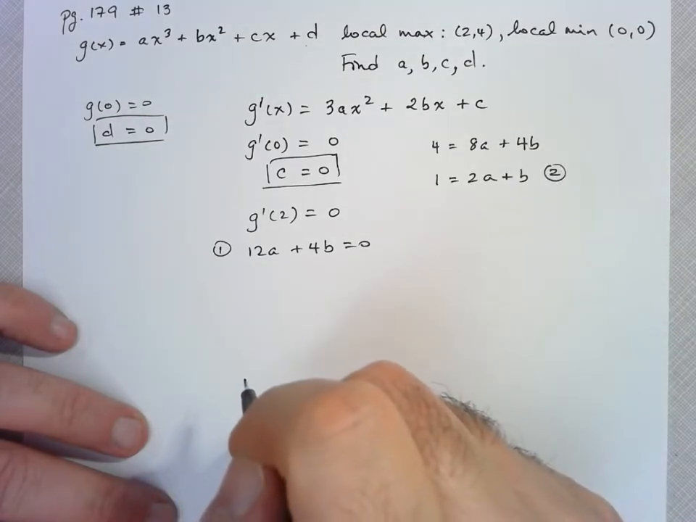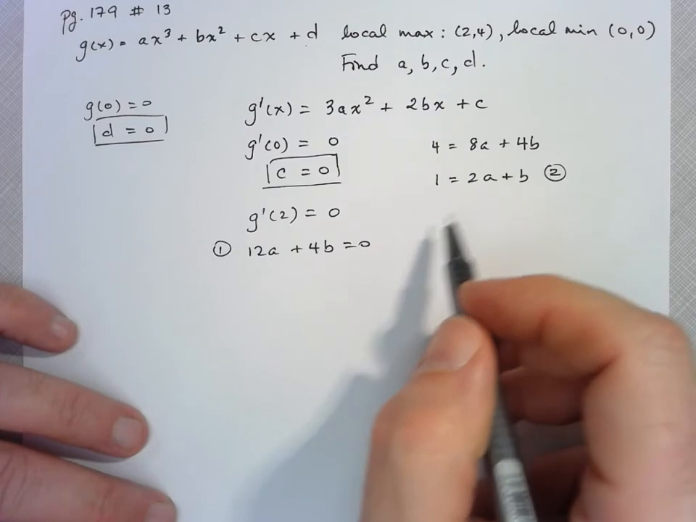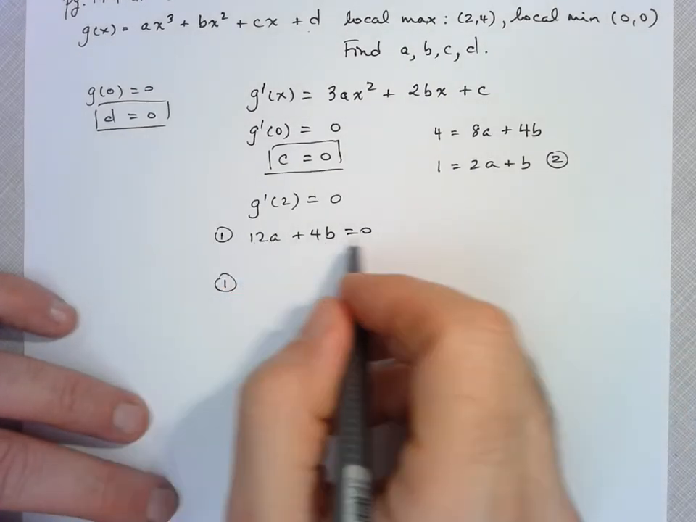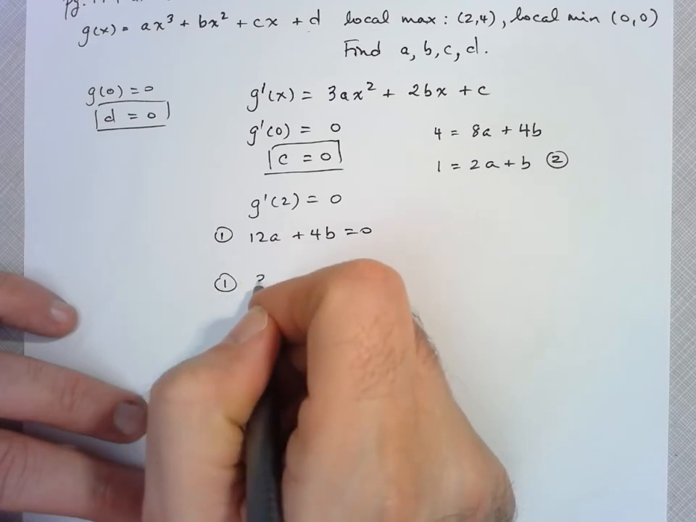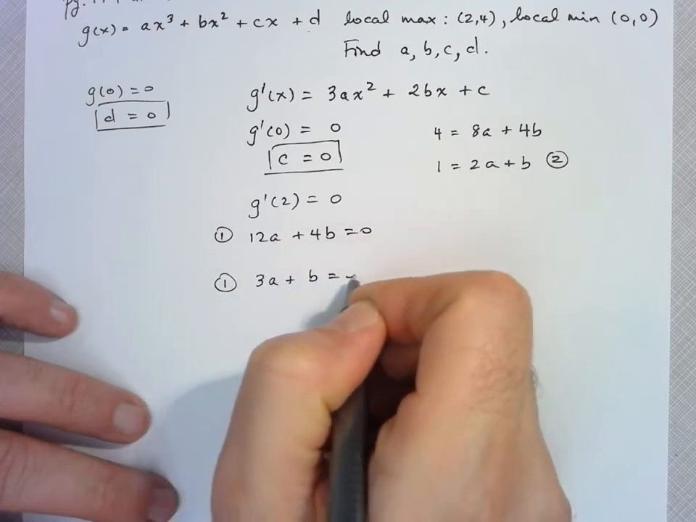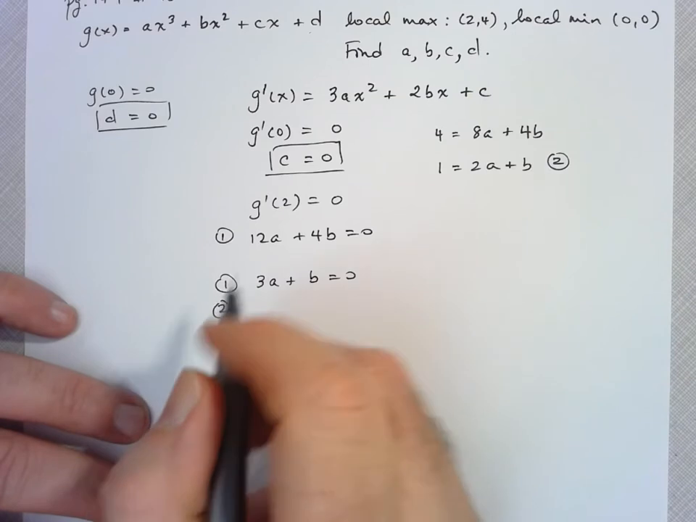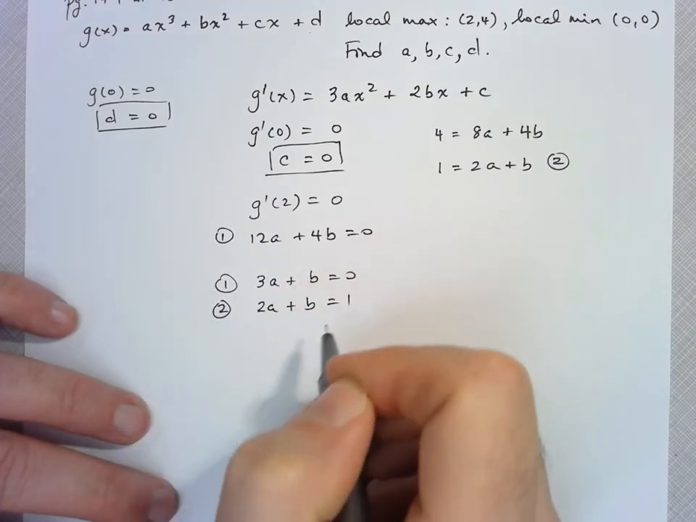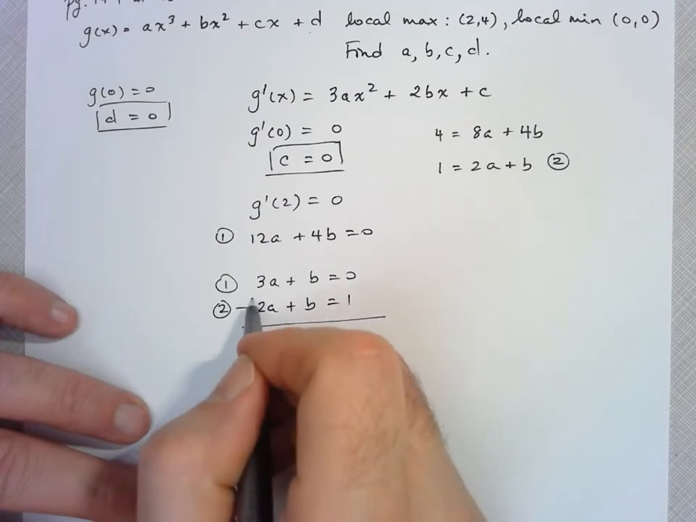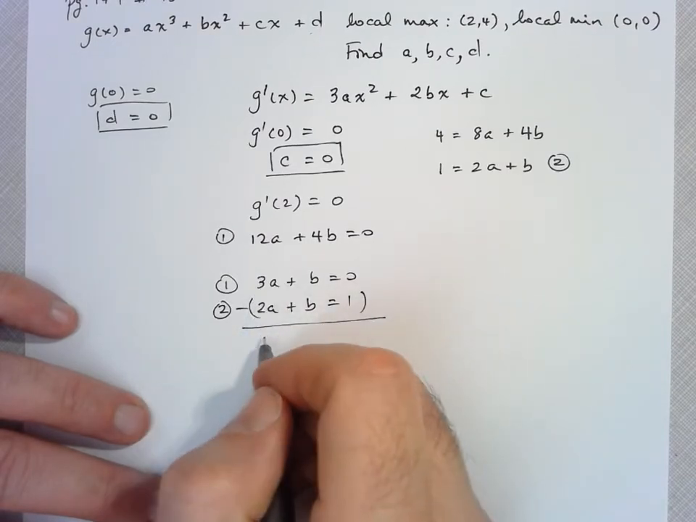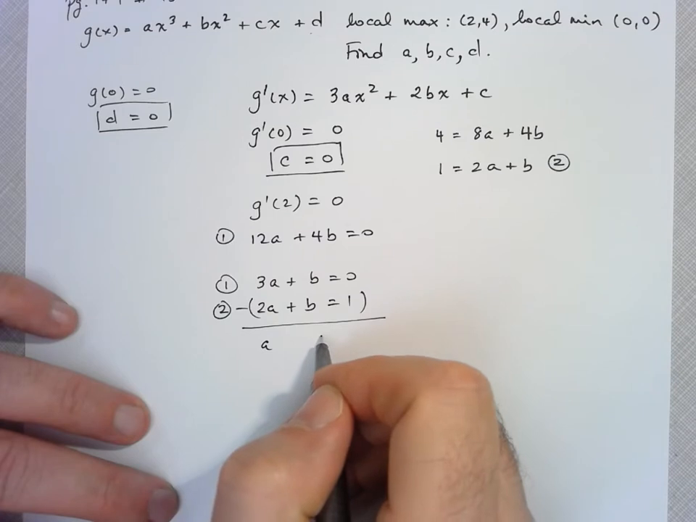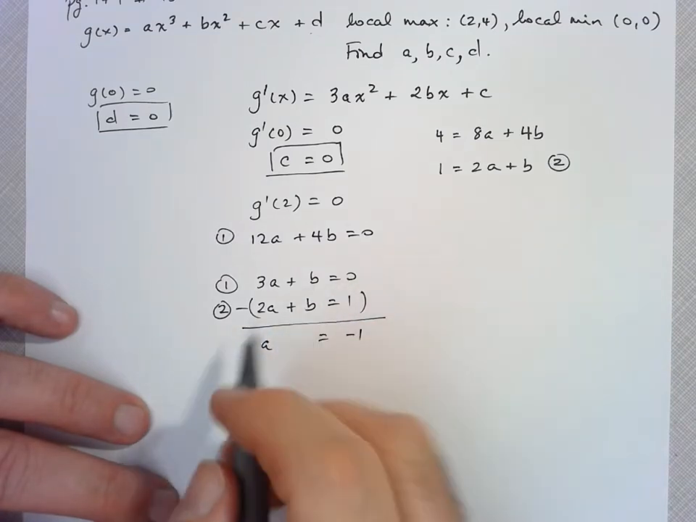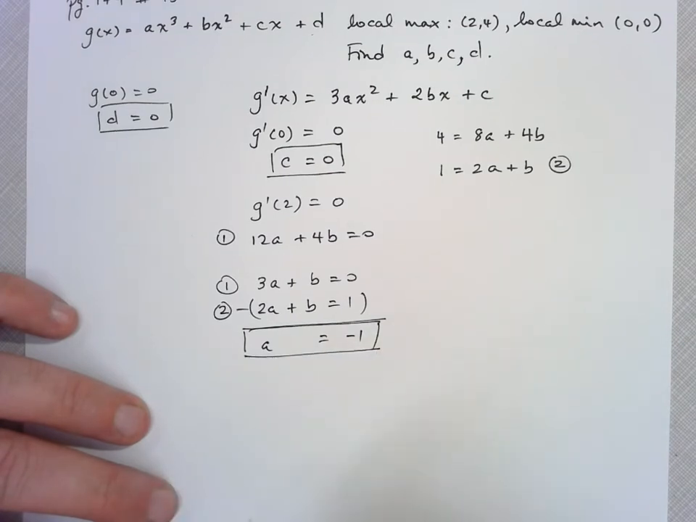Now I'm going to solve this system of equations. In fact, we can simplify this first one again: divide both sides by 4, so I've got 3a plus b is equal to 0. I'll put equation 2 underneath: 2a plus b is equal to 1. And now we'll subtract these 2 equations. 3a minus 2a is just a. b minus b is 0. So a is just equal to 0 minus 1, negative 1. So there's my third coefficient.